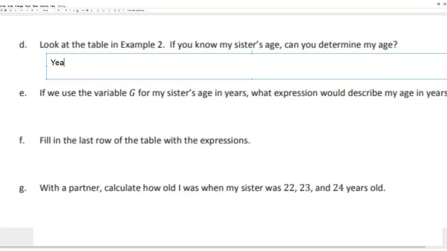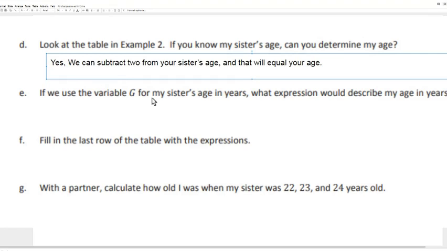Say yes. We can subtract 2 from your sister's age, and that gives us your age, and that will equal your age. All right, so we can, because we just simply do the subtraction.